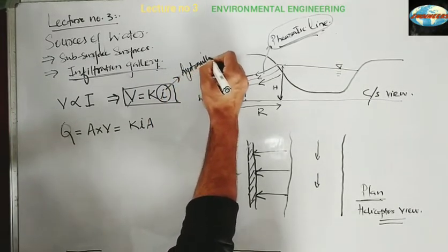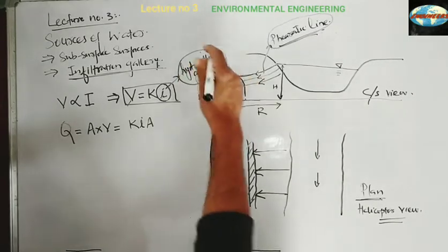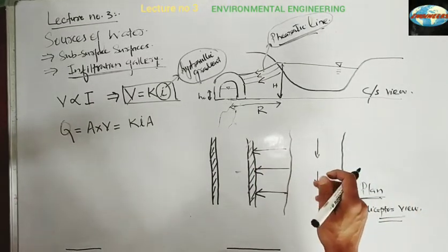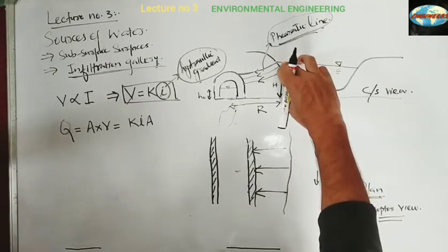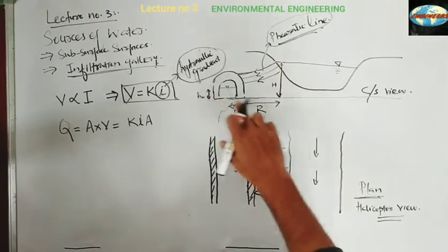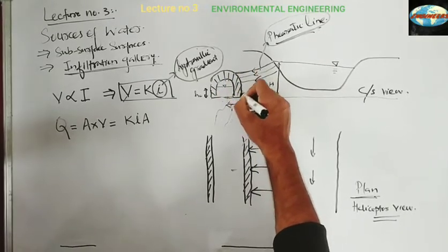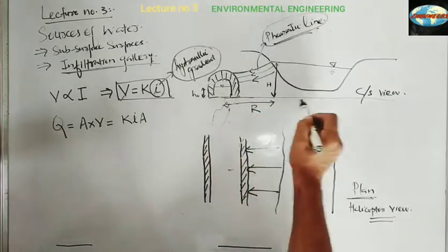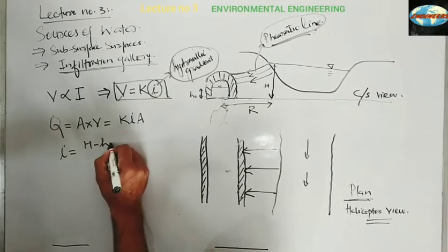As all of you know, this is the hydraulic gradient, and it is the ratio of head loss to the length up to which the head loss is taking place. Now when I talk about the hydraulic gradient over here, it will obviously be H, the height of this water level from the base, which we have taken as the base of our infiltration gallery. So this will be capital H minus h naught, divided by R. So i here will be capital H minus h naught divided by R.